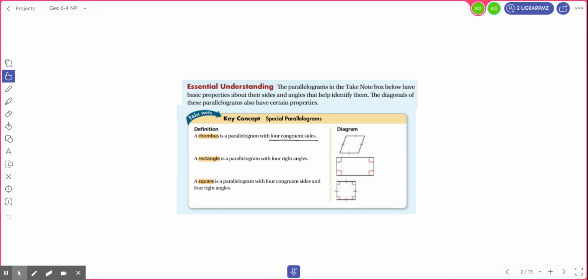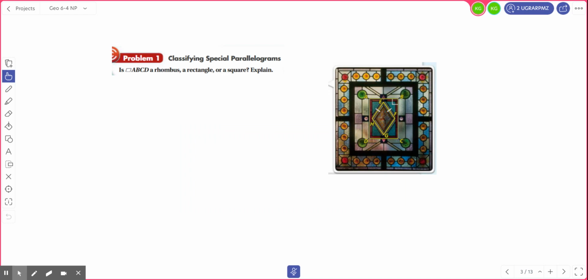If that is true, it'll always be true that you have a pair of parallel sides here and another pair of parallel sides here. Same with rectangle. The opposite sides of a rectangle are parallel to each other. And a rectangle specifically has four right angles. A square is a combination of those two. It has four congruent sides and four right angles. And again, you have two pairs of parallel sides. So that's how we classify them, either as rhombuses, rectangles, or squares.